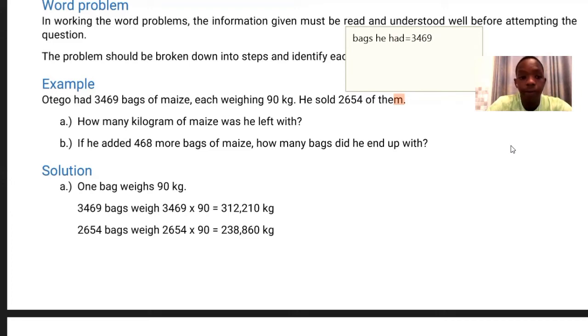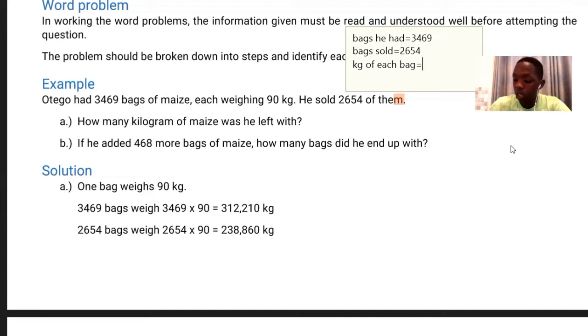So bags sold are 2,654, kg of each bag, each bag is 90 kg. One minute, please.